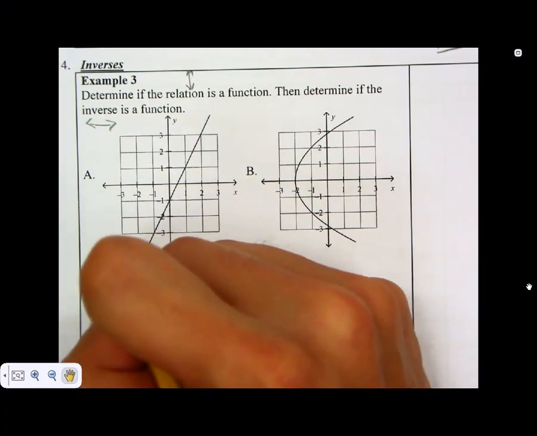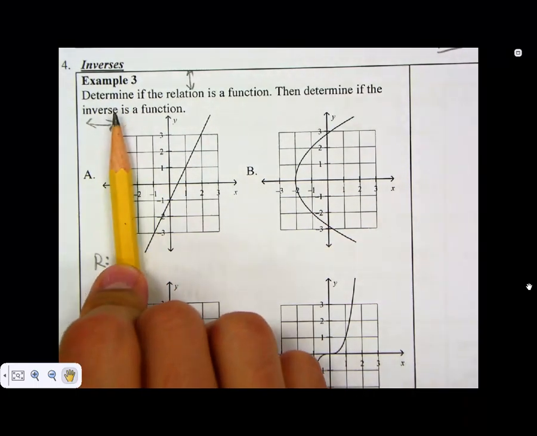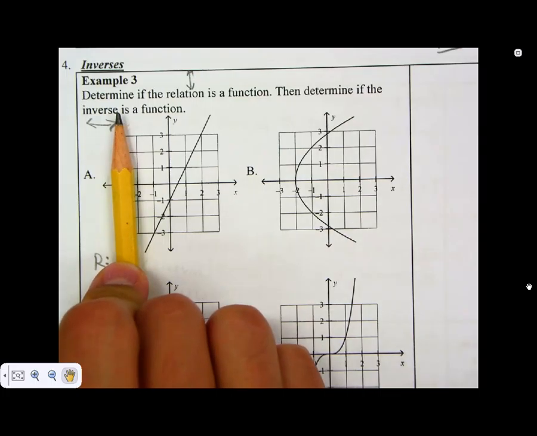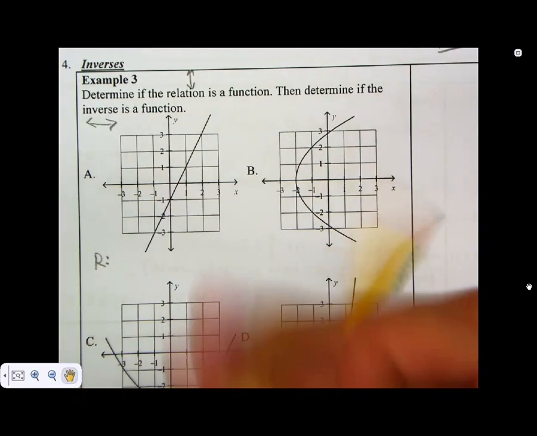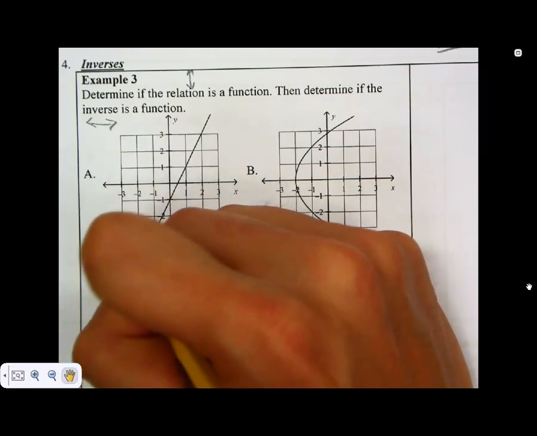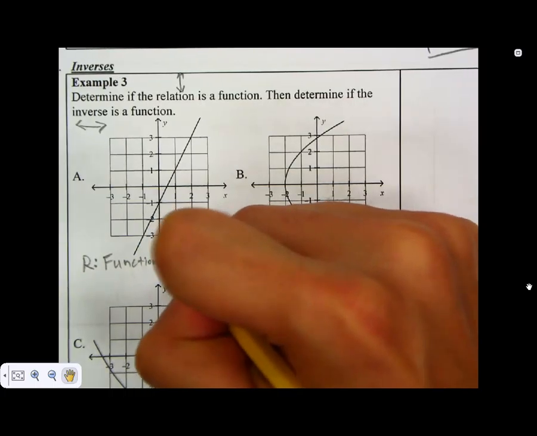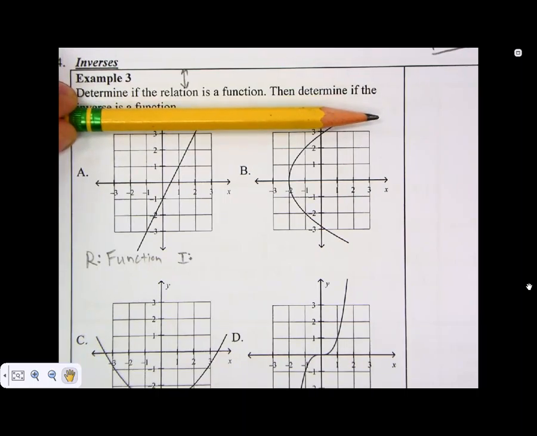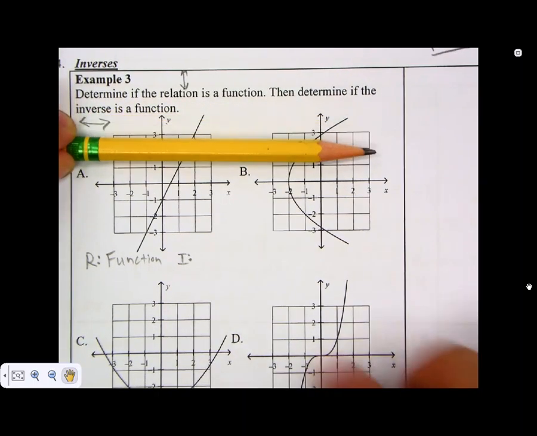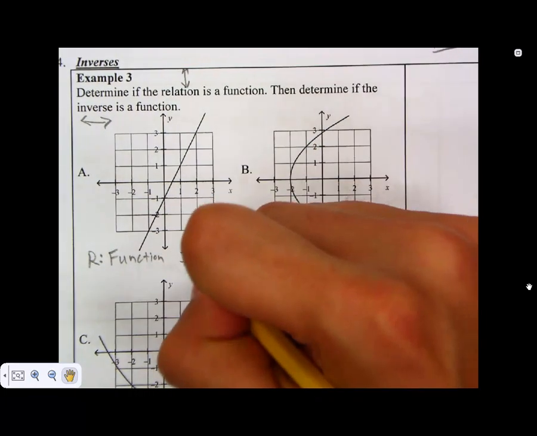So I'm going to start with the relation right here. I run one line across, and just check to see if it only crosses one point on this vertical line. If it does, it's a function. So it only crosses once here, everywhere here. So yes, this is a function. Inverse is the other way. So I just need to run this horizontal line from left to right. And if it only crosses one point, then it's a function. So yes, this one's a function.